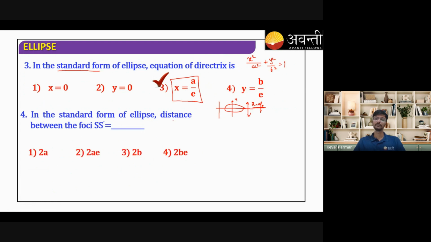Distance between foci. This looks interesting. Come on, what is the distance between the foci?